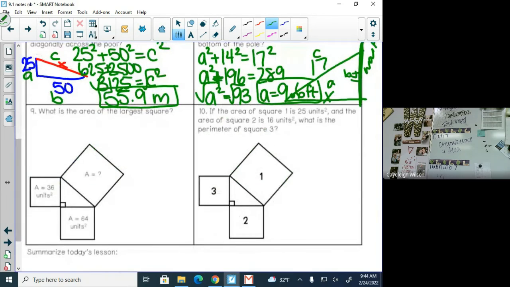We're already doing word problems. How do you know this is no.